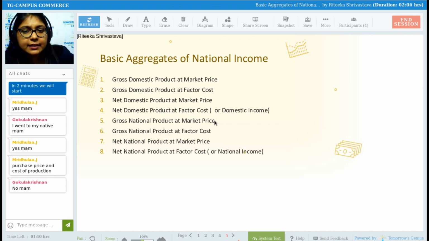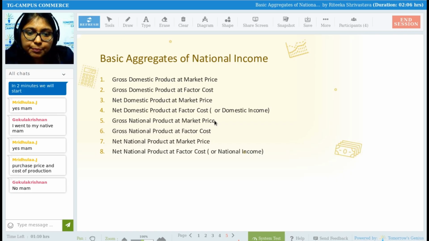Okay, basic aggregates. So there are total 8 aggregates as we discussed, wherein we said how we derived it: 4 aggregates of gross, 4 aggregates of net. Then these are the full forms. Gross domestic product at market price, gross domestic product at factor cost, net domestic product at market price, net domestic product at factor cost. NDP at FC is also called domestic income.